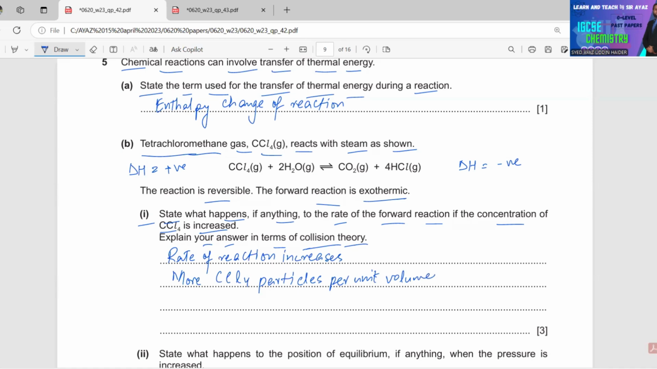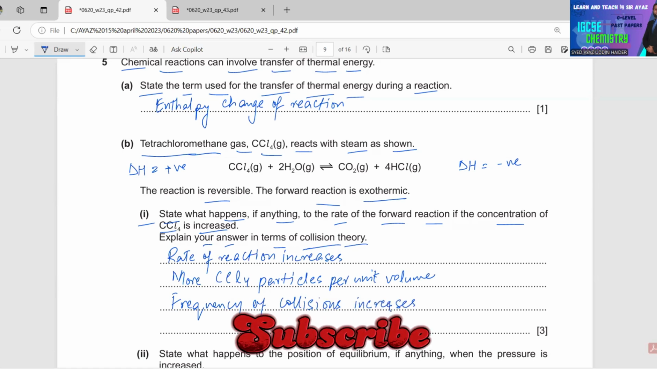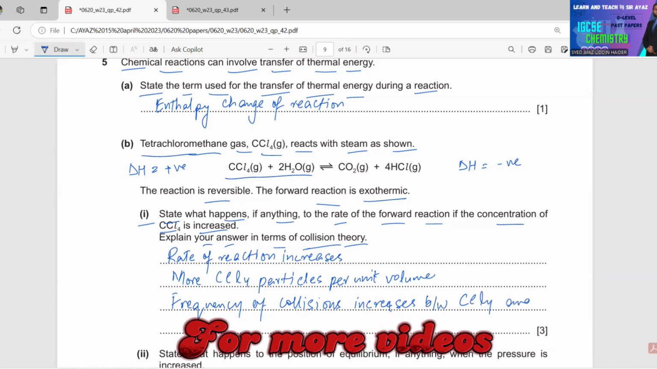Due to this, you have higher frequency of collision between the particles. Frequency of collisions increases. And we have two reactants, CCl4 and H2O. So we'll write between CCl4 and H2O particles.